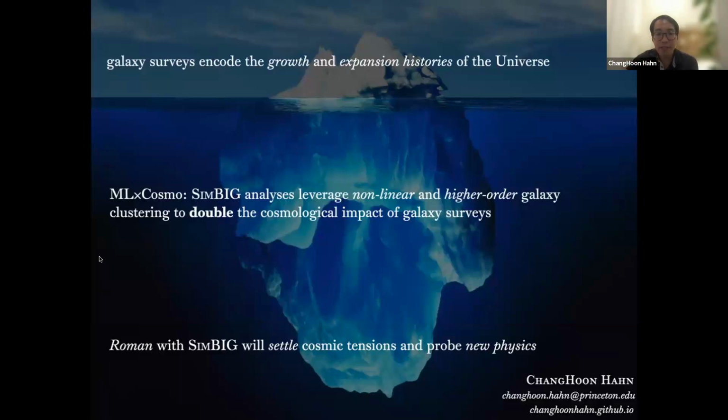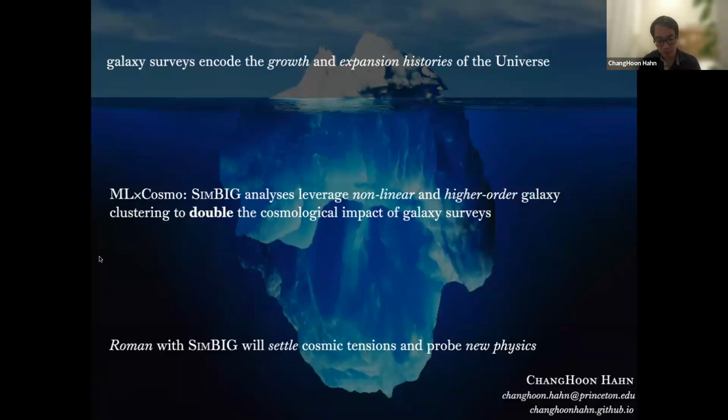So I want to end here. That's all the time I have. And just to summarize, galaxy surveys really encode a tremendous amount of cosmological information in both the growth and expansion histories of the universe. I think SIMBIG is one of the new approaches that leverage machine learning to really extract all of the information that's available in nonlinear and higher order clustering.